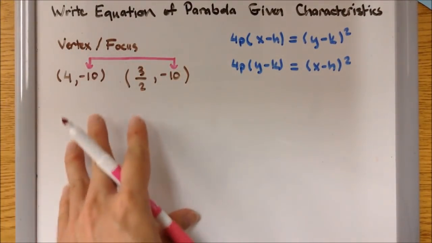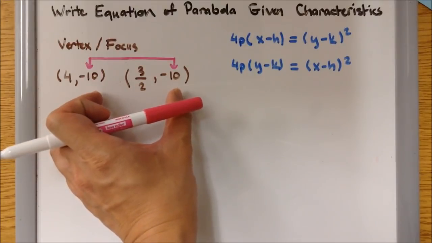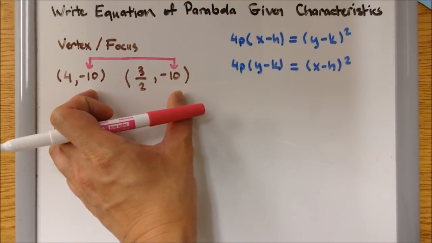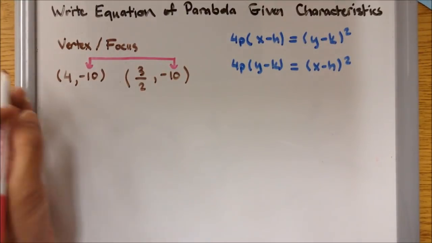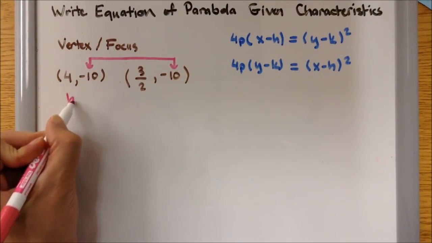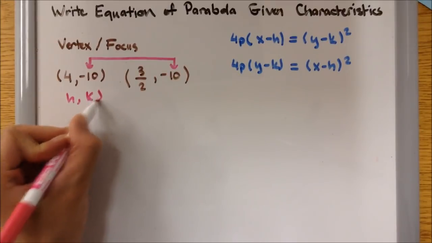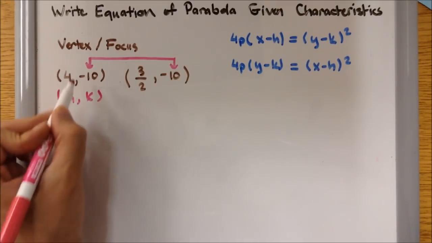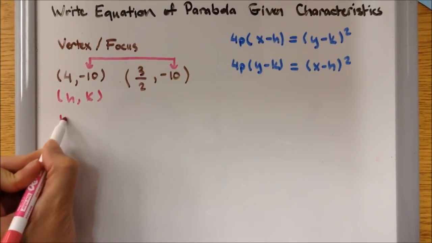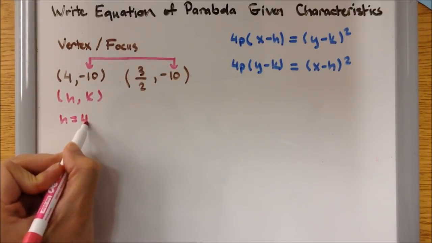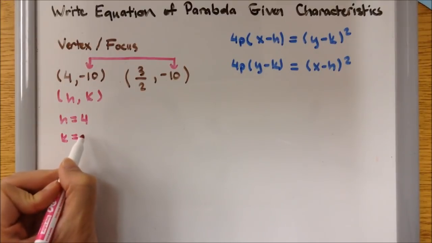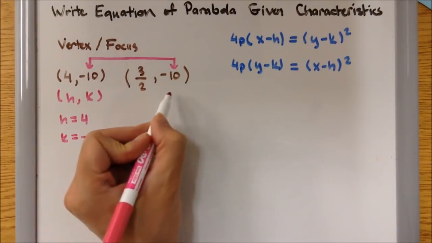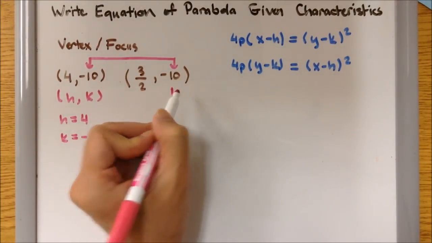So, meaning that basically the k values are the same when it comes to vertex and focus. Now the vertex will always be (h, k). So therefore, here I can use this information. h is 4 and k is negative 10. So therefore, this is my k value.